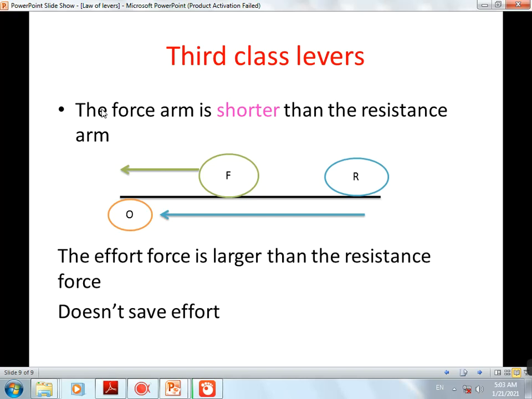Third class levers, the force arm is shorter than the resistance arm. The distance between effort force and fulcrum is shorter than the distance between resistance force and fulcrum. So the effort force is larger than the resistance force, and it doesn't save effort.